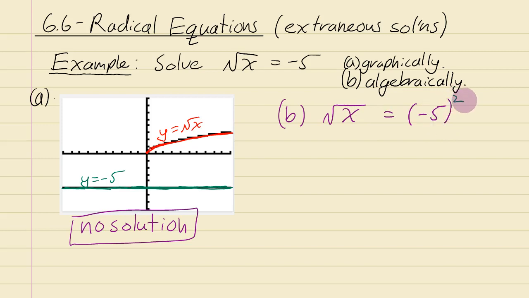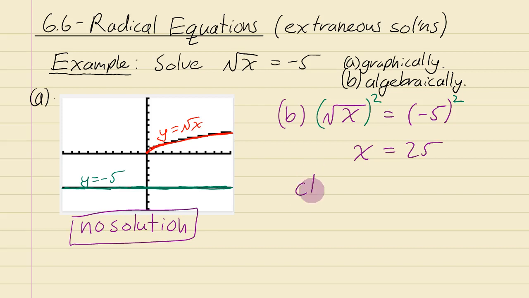So we're going to square the left side, square the right side. That will cancel out and just leave you with x. And then -5 times -5 is, of course, 25. So you'd be looking at this and say, oh, I didn't make any mistakes solving this equation, so it looks like 25 is a solution.